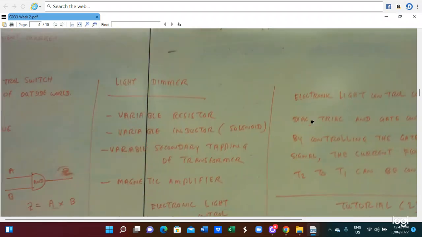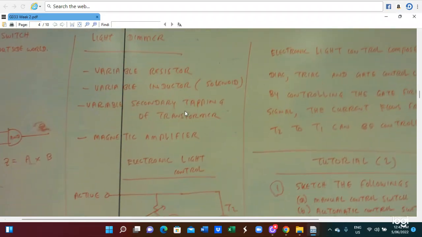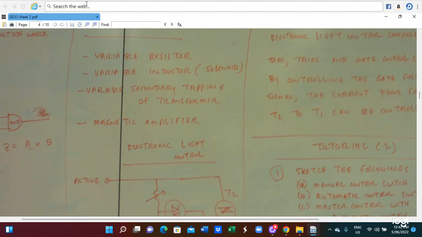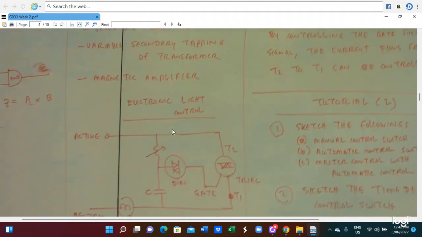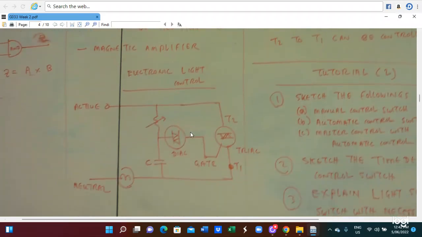So the light dimmer switch is here. This is the light dimmer switch. It includes a variable resistor. The variables are a variable inductor and also a solenoid. The other variables are secondary tapping on the transformer and also the magnetic amplifier. So this is the electronic light control system.